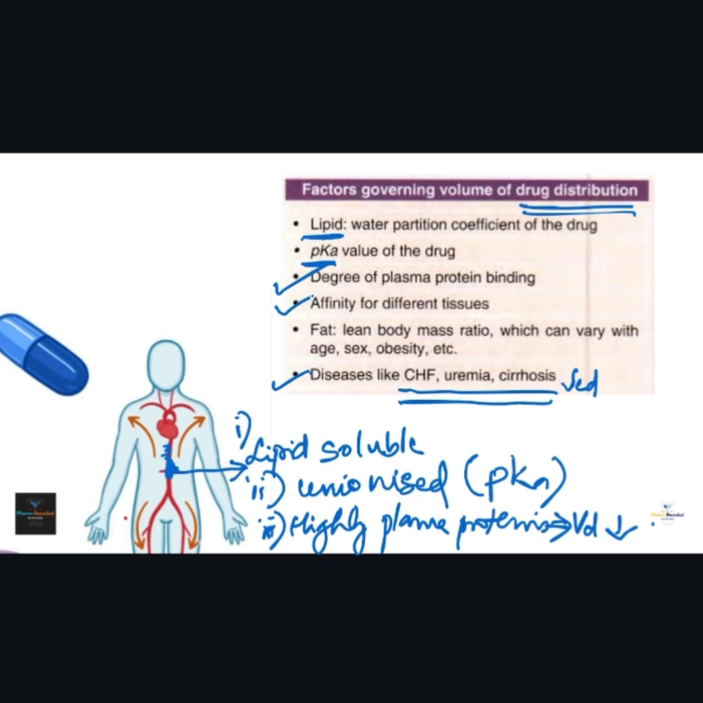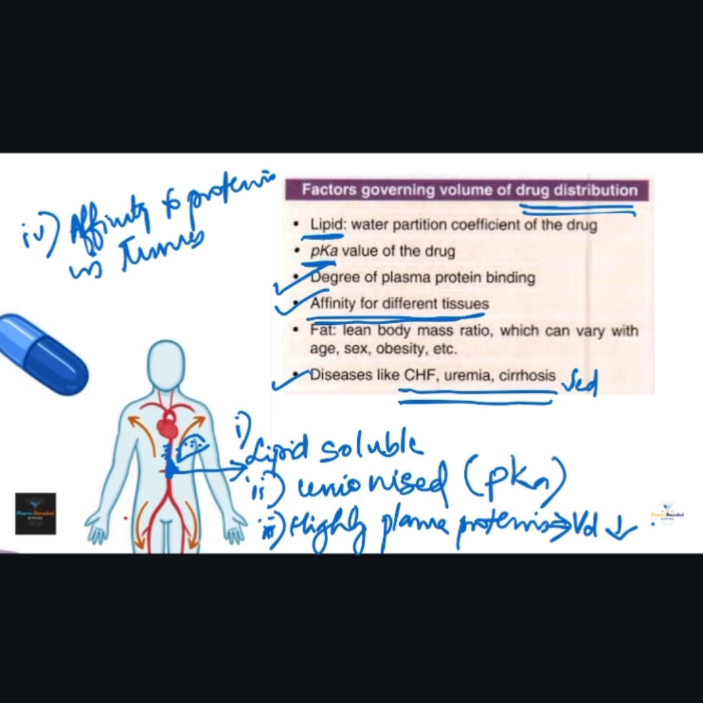Now coming to the affinity to different tissue. Our body has different organs and tissues, and inside these tissues there are some proteins, and some drugs are attracted to these proteins, making the volume of distribution more. So the affinity to different tissue affects the drug distribution. That is, some organs have some proteins which attract these drugs. So the fourth factor is affinity to proteins in tissues.